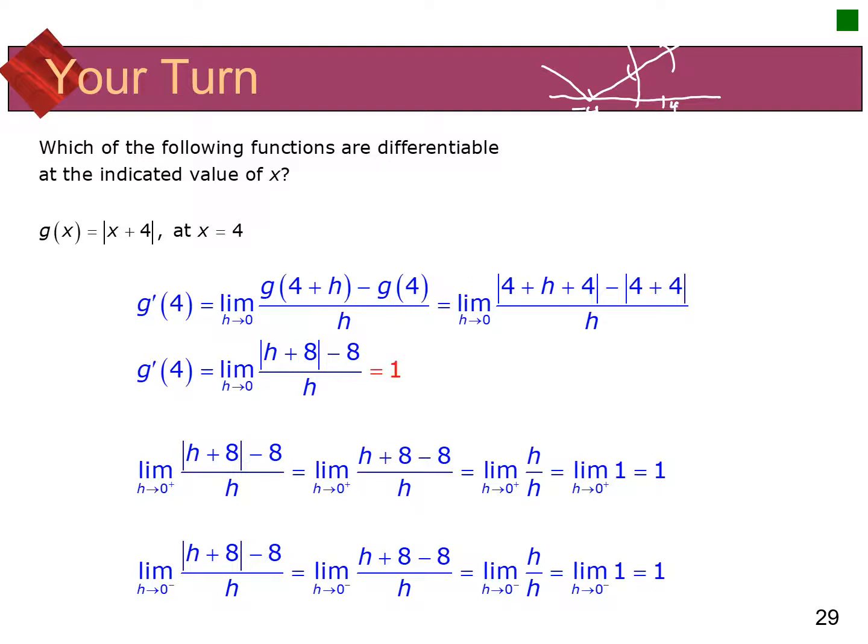Or I could just recognize the fact that if I'm close to 0, h plus 8 is going to be positive regardless. If h was approaching negative 8, on the other hand, then that would matter. That would determine what happens with the absolute value function. But here, since it's approaching 0, and anything close to 0, when I add 8 to it, is going to be positive, the left-hand and right-hand limits are both going to be 1. This limit equals 1. So the derivative at x equals 4 does exist, and it equals 1.